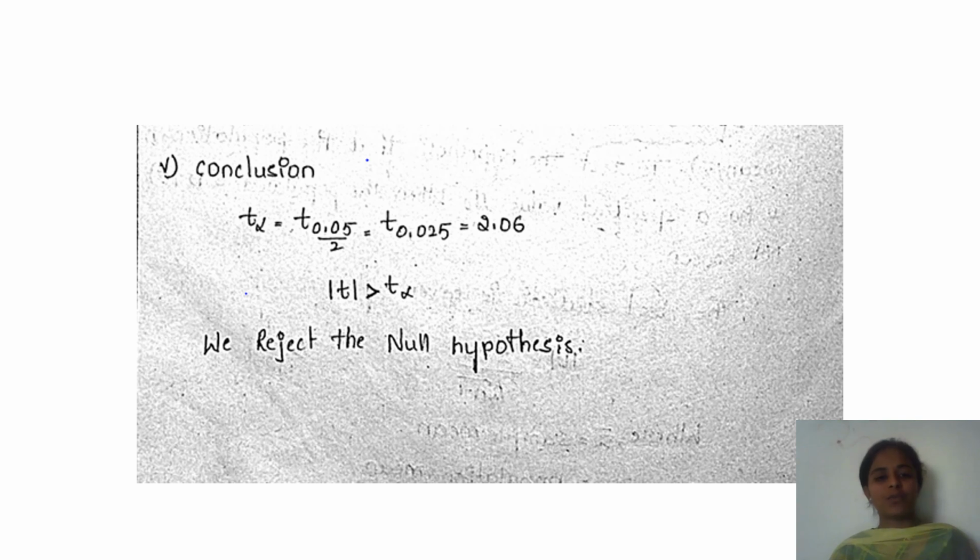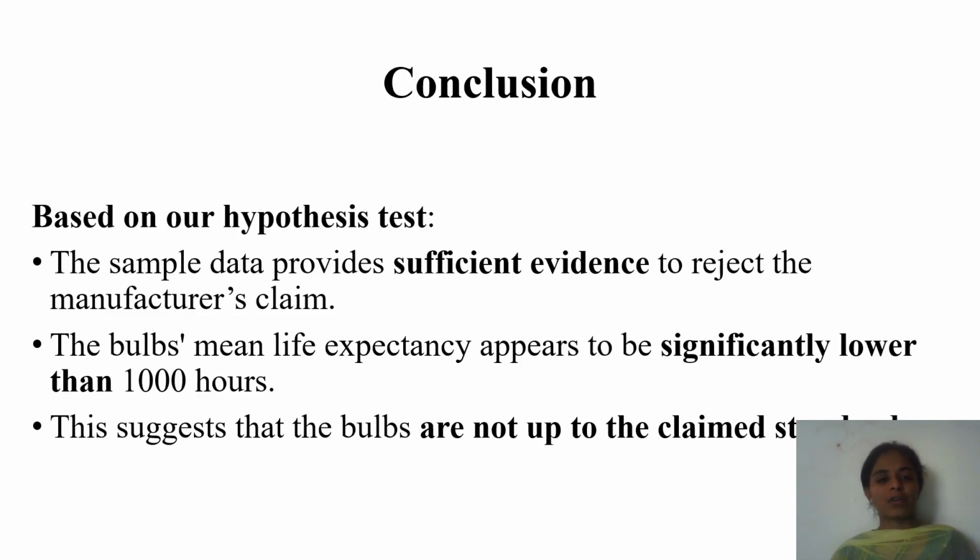The tabulated t value at 0.05 by 2 is 2.06, and the calculated t is greater than the tabulated value, so we reject the null hypothesis. And in conclusion, based on our hypothesis test, the sample data provides sufficient evidence to reject the manufacturer's claim. The bulbs' mean lifetime appears to be significantly lower than 1000 hours. This suggests that the bulbs are not up to the claimed standard. Thank you, sir.